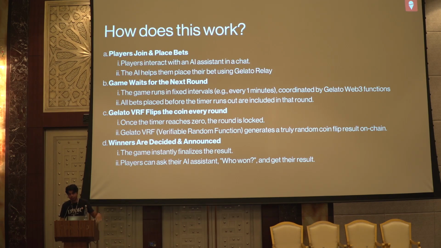And Gelato VRF will flip the coin for every round. Once the timer reaches 0, or every 1 minute, the round is locked, and it will then be provable by Gelato VRF to the target contract, and the round is then resolved. Then the winners are decided on who won and who lost, and the players can ask the AI assistant who won, and they get the result.